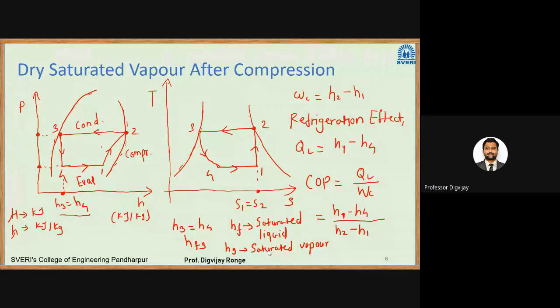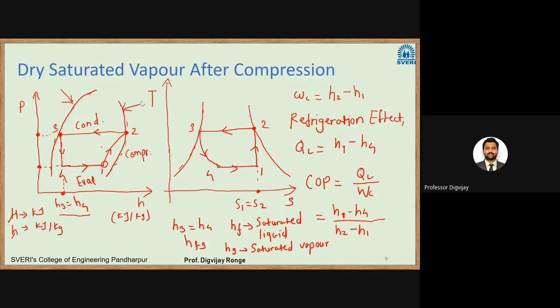We have this figure, the P versus H and T-S diagrams, and point 1 is the end of evaporator, that will be the start of compression. Point 2 is the end of compression or start of condensation. What it says is after compression, at point 2, the state of refrigerant is dry saturated vapor. We have two curves: this one is the saturated liquid curve and this one is the saturated vapor curve. Point 2 should lie on the saturated vapor curve. That is the meaning of dry saturated vapor after compression.